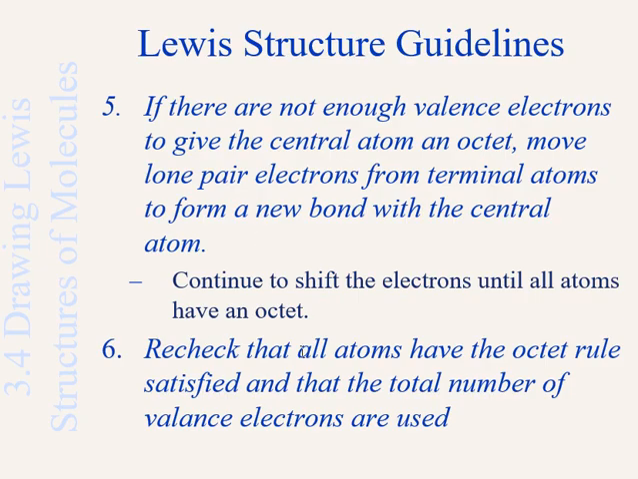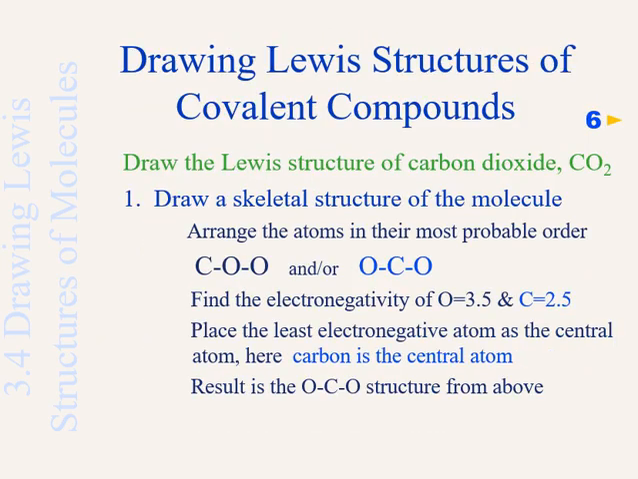And then finally recheck that all atoms have the octet rule satisfied and that the total number of valence electrons are used. So it might not all make sense yet, but it will as we look at an actual example. Let's try to make the structure of carbon dioxide. Notice I call it carbon dioxide. That's the name of this molecule.